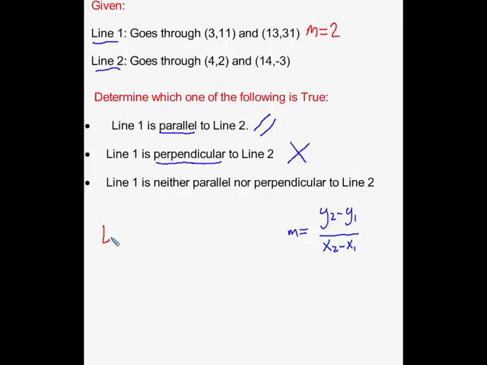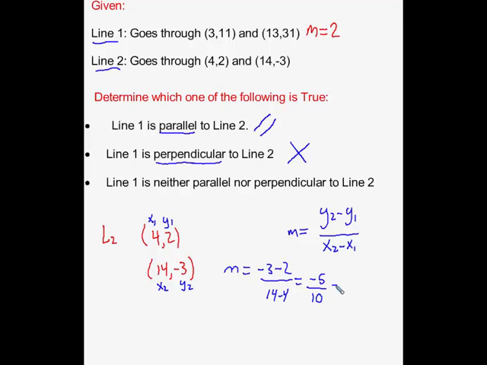So on to finding the slope of line 2. I will call this my x1 and my y1. I will call this x2 and y2. And calculating the slope then, y sub 2 subtract y sub 1 would be negative 3 subtract 2. X sub 2 minus x sub 1 is 14 subtract 4. Negative 3 subtract 2 is negative 5. 14 minus 4 is 10. Simplifying, I get that this is negative 1/2. So the slope of line 2 is negative 1/2.